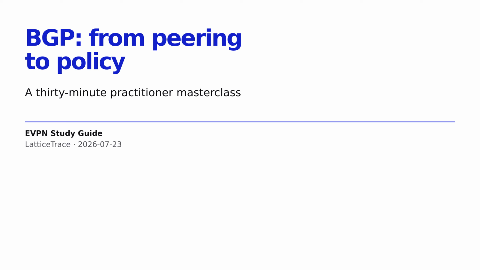BGP is often introduced as the routing protocol of the Internet. That is true, but incomplete. It is also the policy engine beneath modern data center overlays. In the next 30 minutes, we will build one practical model, from eBGP and IBGP through route selection, route reflection, multi-protocol BGP, and the evidence needed to trust the forwarding result.